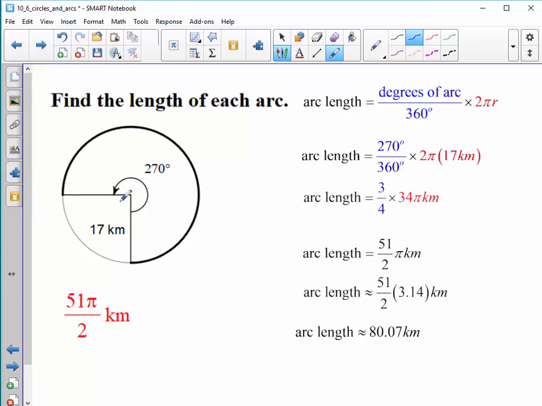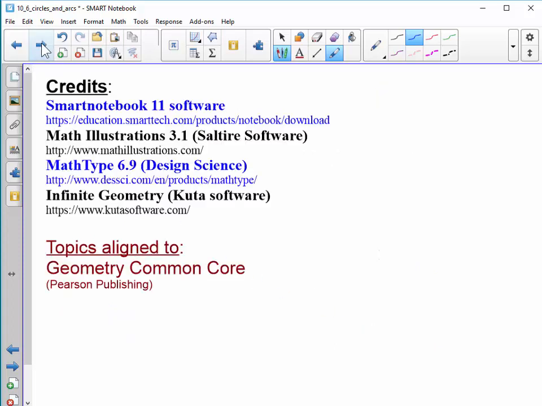Well, let's see what's next. And this arc length, the measure of the arc is 270, so the proportion is going to be 270 over 360. The radius is 17 kilometers, so it's 2 pi 17 kilometers. And then that reduces down to 51 over 2 pi kilometers. And then there's the decimal approximation as well. And I think that's it.